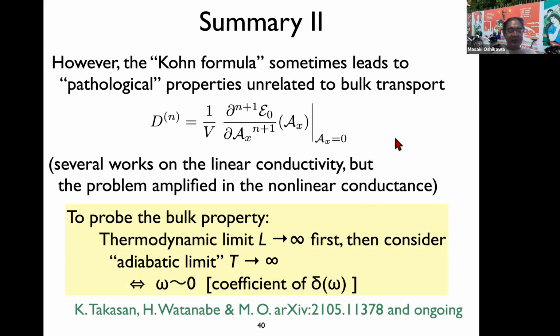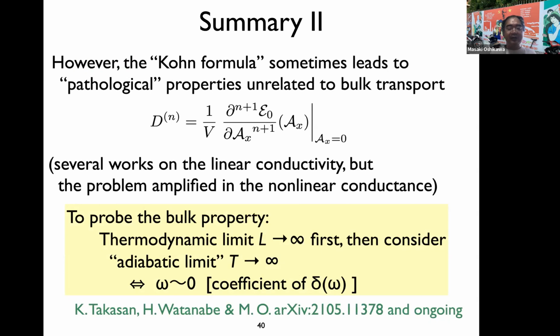this is, I think, related to the order of limits. So in the Kohn formula, you first take the adiabatic limit. But if you want to probe the bulk property, you should take the thermodynamic limit first, then consider the adiabatic limit later. But probably this is more technically challenging. And for linear conductivity, the importance of the distinction of these two limits has been discussed in some of the papers, but maybe this distinction was not so widely appreciated. And going to nonlinear conductivities, this difference between two limits is somehow amplified. That's one of our findings.